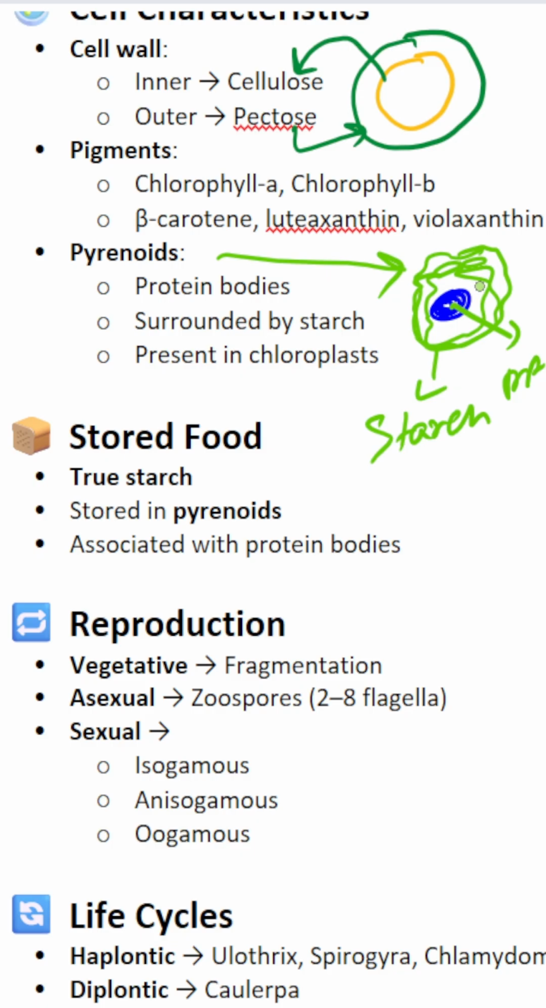So pyrenoids are the reserve food materials of this green algae, where we find the starch surrounding the proteins present at the center. This is the reserve food material. So in green algae, we find true starch as the reserve food material, which is stored in the form of pyrenoids, and these pyrenoids contain starch bodies with protein bodies present at the center.